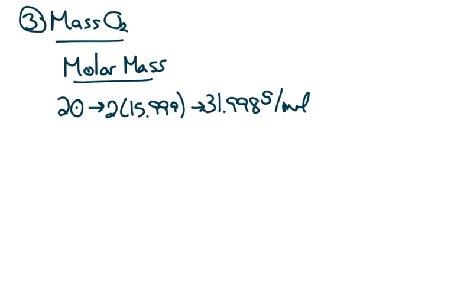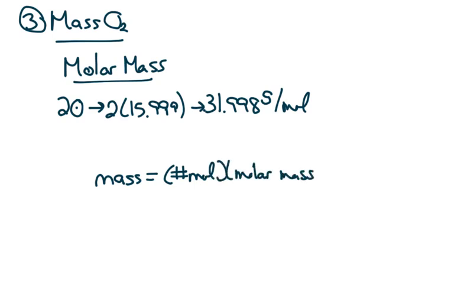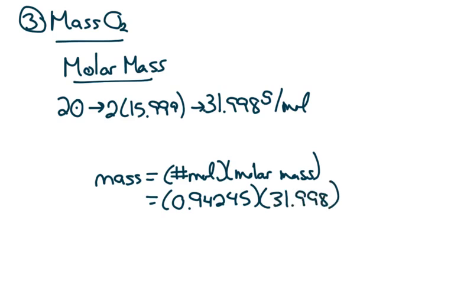We have the moles of O2, we want to find the mass, so looking at that mole conversion chart to find mass, that is the number of moles multiplied by the molar mass. Number of moles of oxygen, 0.94245. Molar mass of oxygen, which we just found, 31.998.